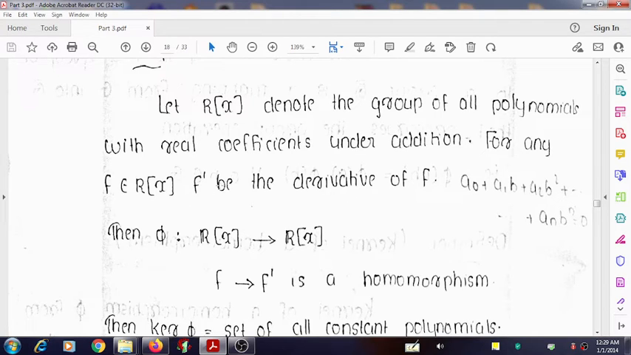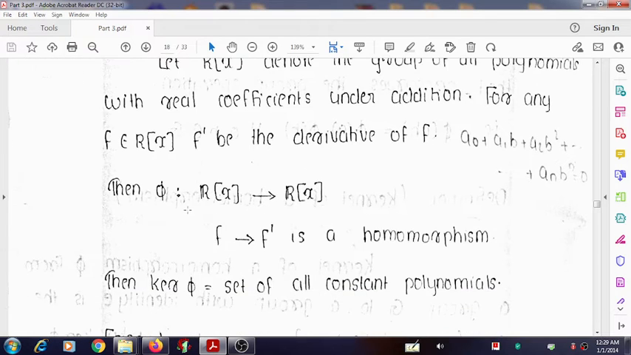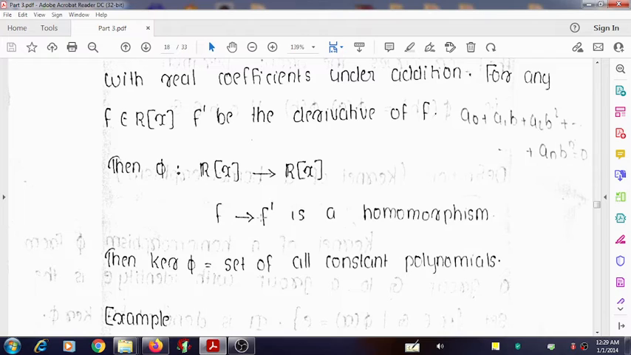For any f in R[x], f' is the derivative of f. We define phi from R[x] to R[x] as f maps to f'. Okay, and then it's a homomorphism.